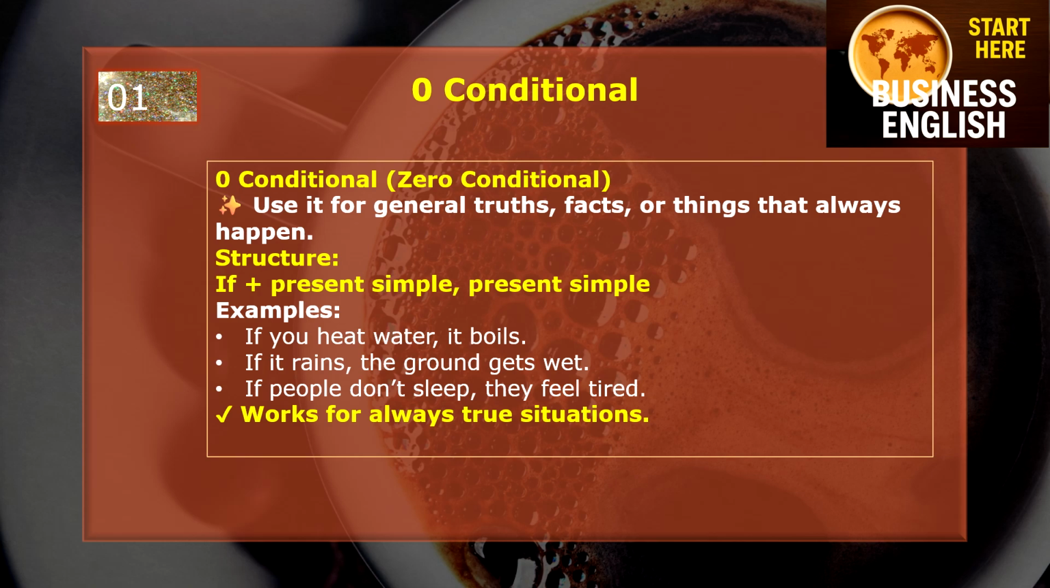Okay, so let's get started with the zero conditional. The zero conditional is used for general truths, facts, or things that always happen. The structure is simple. If plus present simple, and then we use present simple as well. Examples. If you heat water, it boils.